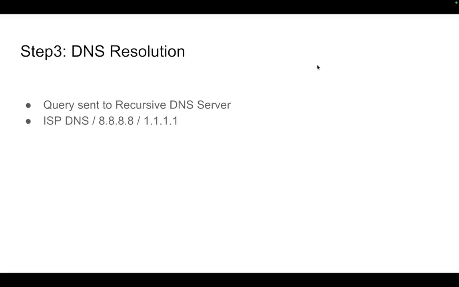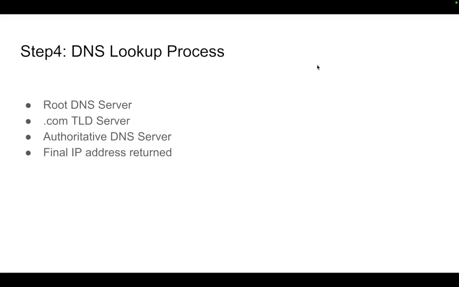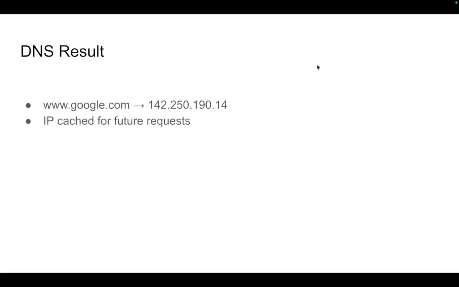Third, if the answer is not found there, then the DNS resolution query would be sent to a recursive DNS server. It could be the ISP DNS server or whatever DNS server that you have configured in your client. And step 4, the DNS lookup process will start. It will go to the root DNS server, find the top level domain, and the top level domain would point to the authoritative name server, and the final answer would return, which will be used by the browser.